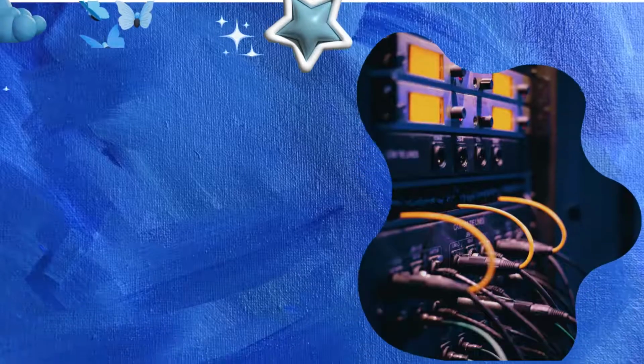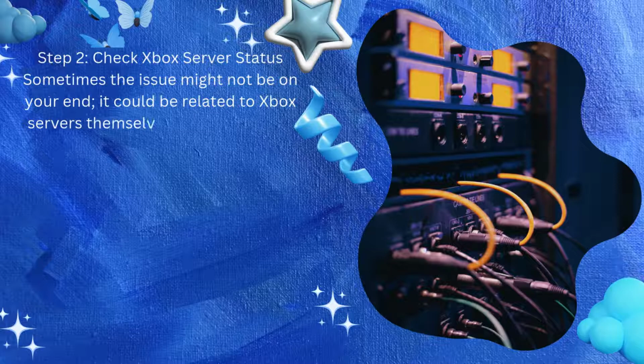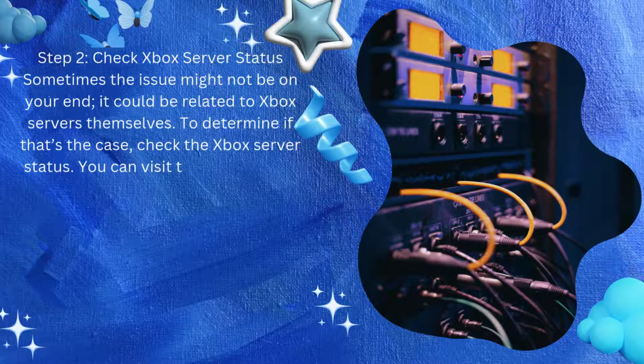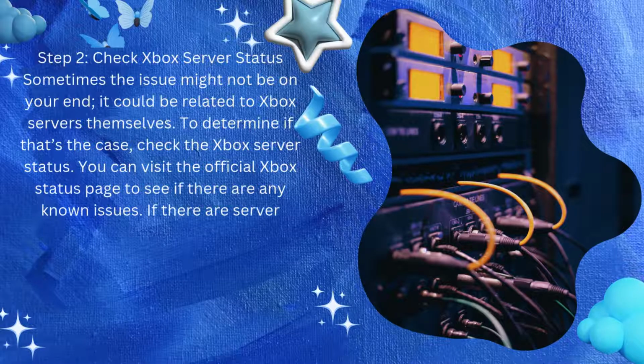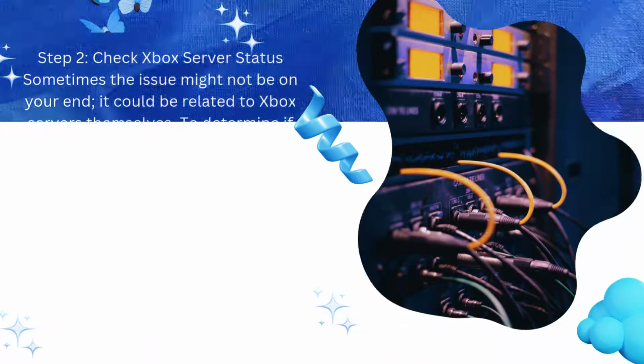Step 2. Check Xbox server status. Sometimes the issue might not be on your end. It could be related to Xbox servers themselves. To determine if that is the case, check the Xbox server status. You can visit the official Xbox status page to see if there are any known issues. If there are server problems, you will need to wait for them to be resolved, so keep an eye on the page for updates.